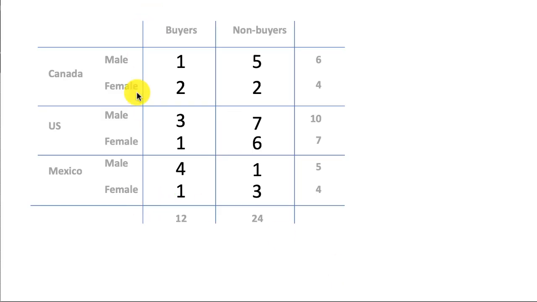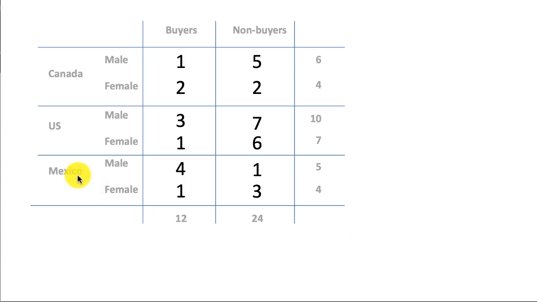Now let's add one more attribute. For example, in addition to country, let's say we also have their gender, male, female, etc. And let's say that the data is broken up like this. For example, in Canada, we've got 1 buyer who's male and 5 non-buyers who are male. Then you've got 2 buyers who are female and 2 non-buyers who are female. So the same data is just broken up further and the totals are still the same. It's 10 people in Canada, right?